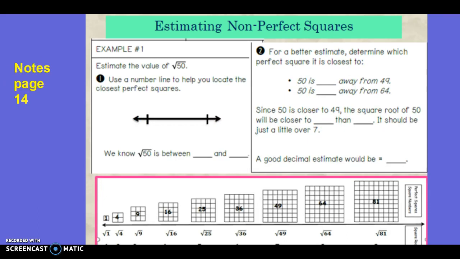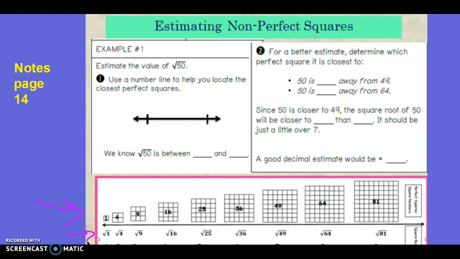So let's get started. Again, on page 14 of your notes, there are 3 examples there, and I'd like to go through them. While we're going through them, you can even refer to this white slip of paper that you glued in on page 15 of your notes. It has all the perfect squares. It has images of the squares. It has the square roots written on the bottom, and then what their whole numbers are written below that. So first of all, example number 1 says, estimate the value of the square root of 50. Use a number line to help you locate the closest perfect square.